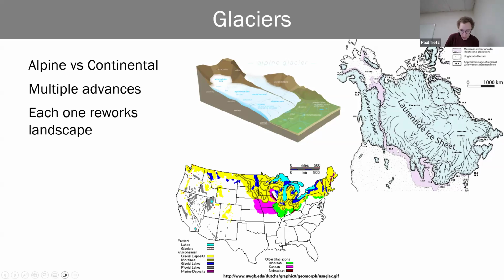But then there's older ones too. Green is the Illinoisan advance, covers a lot of the state of Illinois. Kansan, Nebraskan. Nebraskan's hard to see, it's the red one here, but the Kansan advance, really the only glacial impact of Kansas is this pink advance.